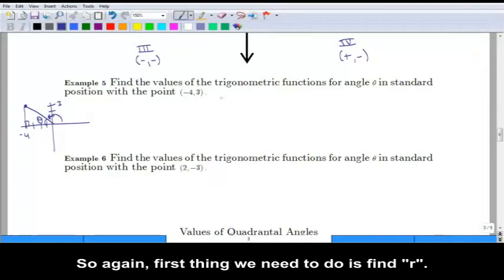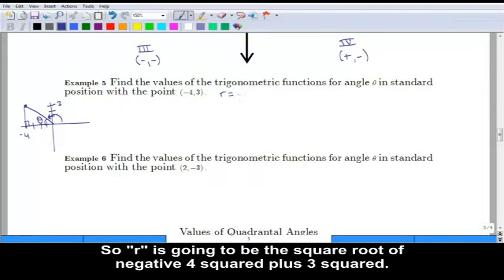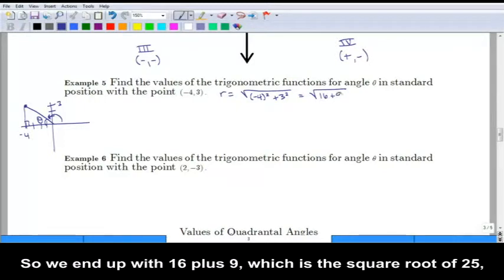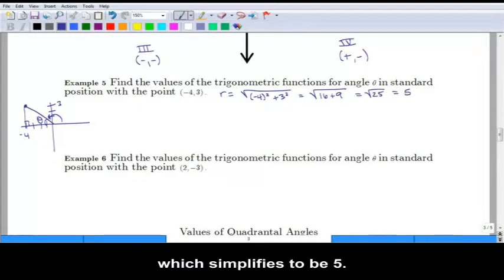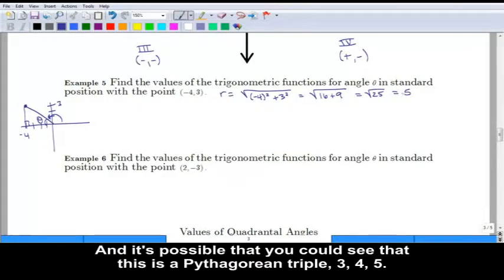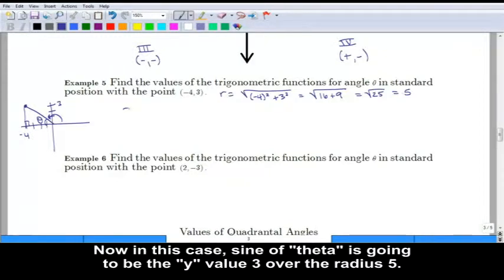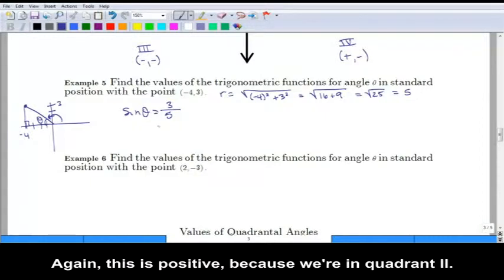So again, first thing we need to do is find r. So r is going to be the square root of -4 squared plus 3 squared. So we end up with 16 plus 9, which is the square root of 25, which simplifies to be 5. And it's possible that you could see that this is a Pythagorean triple, 3, 4, 5. Now in this case, sine of theta is going to be the y value 3 over the radius 5. Again, this is positive because we're in quadrant 2.